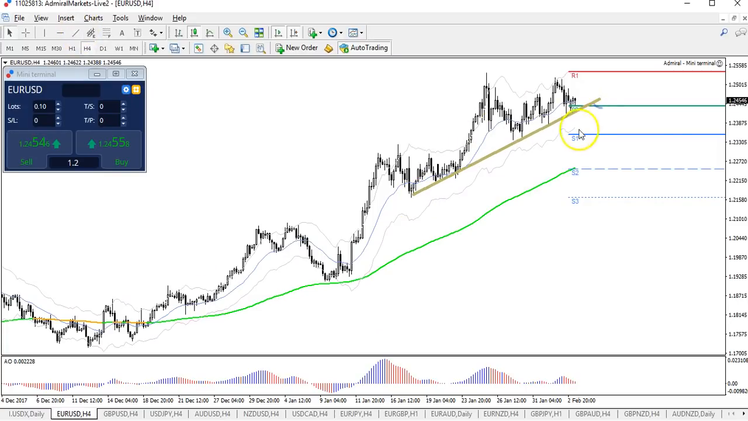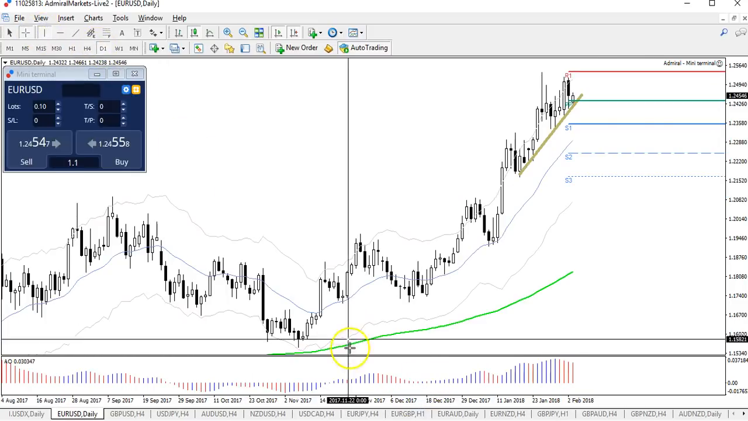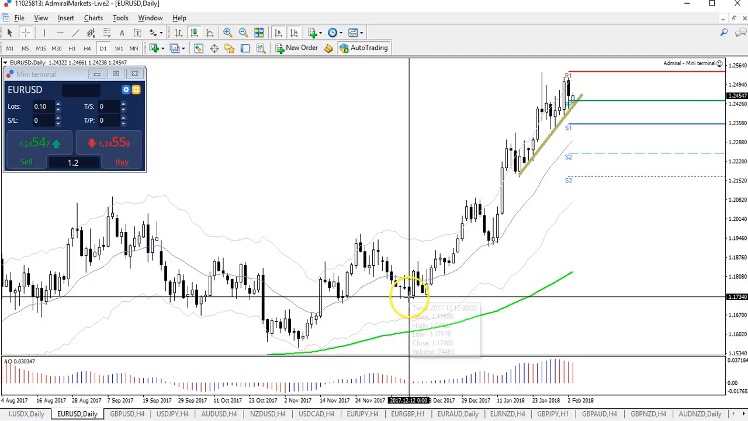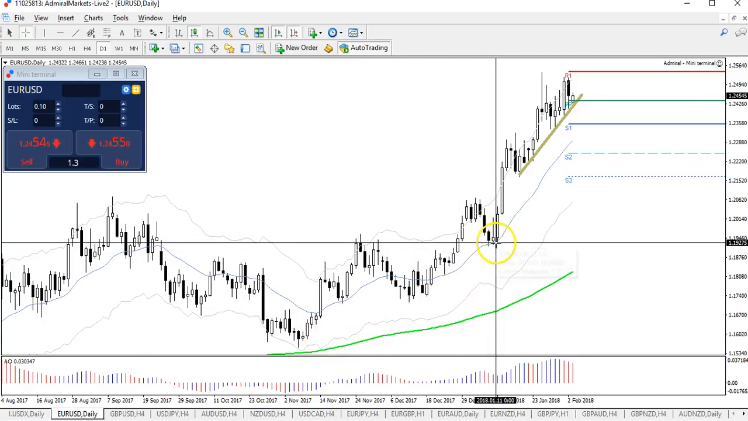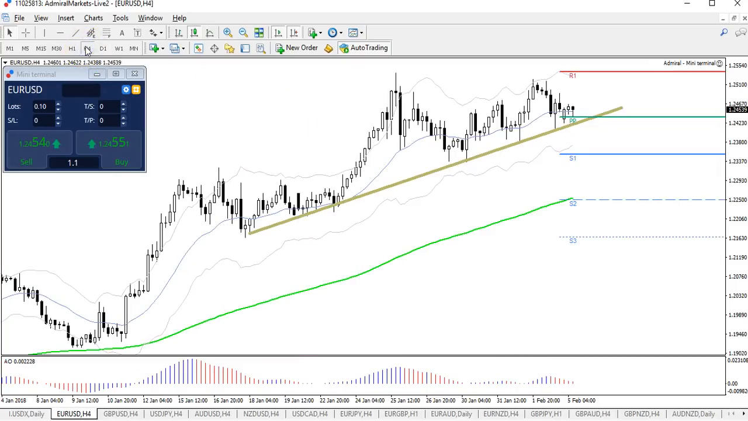Now, the euro dollar is basically doing the same. It is challenging the support trend line. Strong uptrend here too. Basically on the euro dollar, maybe not as strong as the pound, but ultimately, well, pretty close. Basically made a 600 pip rally from that same spot.